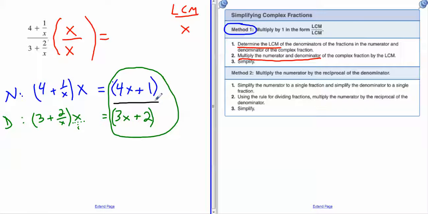It's a simplified fraction, because the original was pretty ugly. We don't like to have fractions inside of fractions, so we simplify by multiplying by our lowest common multiple, and then here's what we get. If we could simplify that further, it would be better, but we can't. So there's our answer.